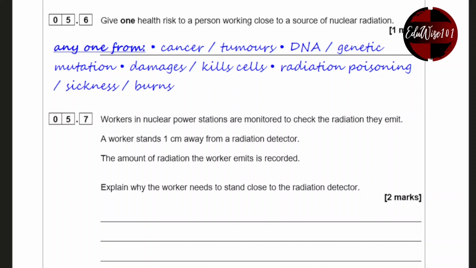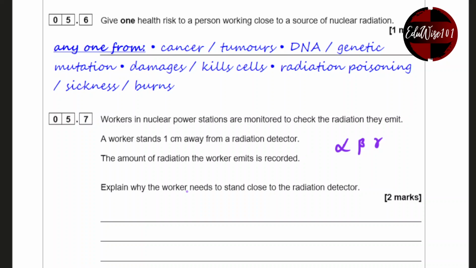Now, there are 3 different types of radiation that they could emit: alpha, beta, or gamma. Alpha has the shortest range, not radiation, the distance it can actually travel, which is a couple of centimeters or less than that, and then gamma can be a couple of meters.